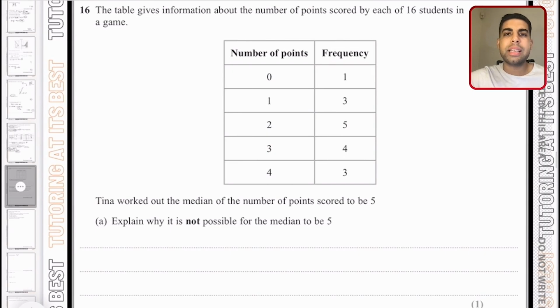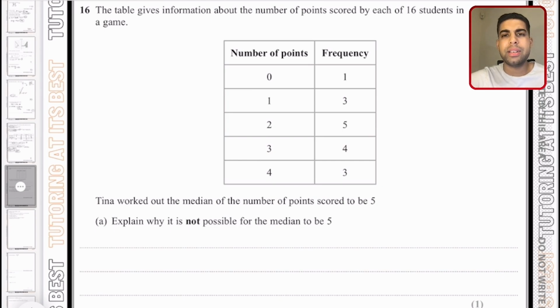So the table gives information about the number of points scored by each of 16 students in a game. Tina worked out the median of the number of points scored to be 5. Let's explain why it is not possible for the median to be 5.